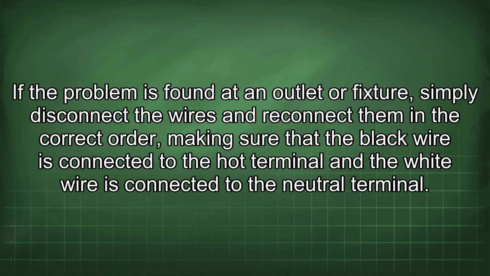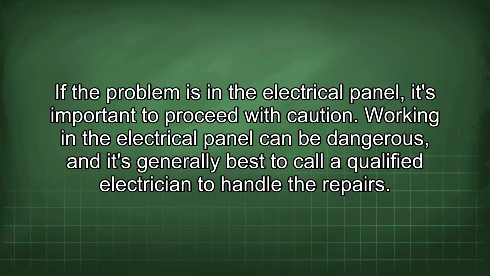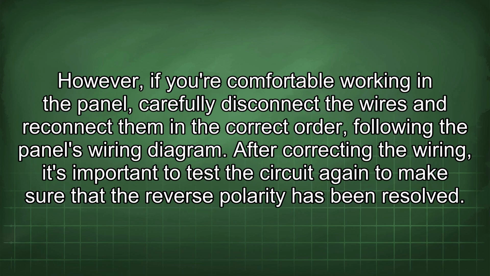If the problem is found at an outlet or fixture, simply disconnect the wires and reconnect them in the correct order, making sure that the black wire is connected to the hot terminal and the white wire is connected to the neutral terminal. If the problem is in the electrical panel, it's important to proceed with caution. Working in the electrical panel can be dangerous, and it's generally best to call a qualified electrician to handle the repairs. However, if you're comfortable working in the panel, carefully disconnect the wires and reconnect them in the correct order, following the panel's wiring diagram.